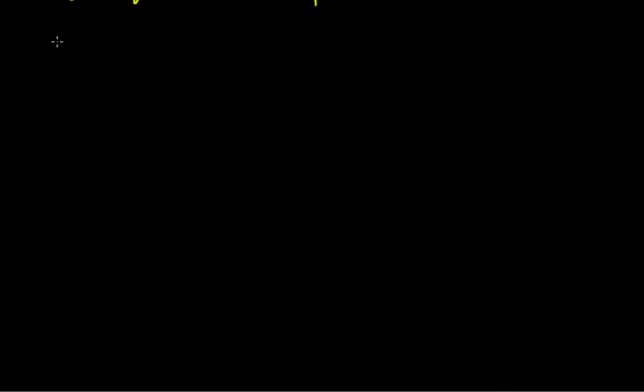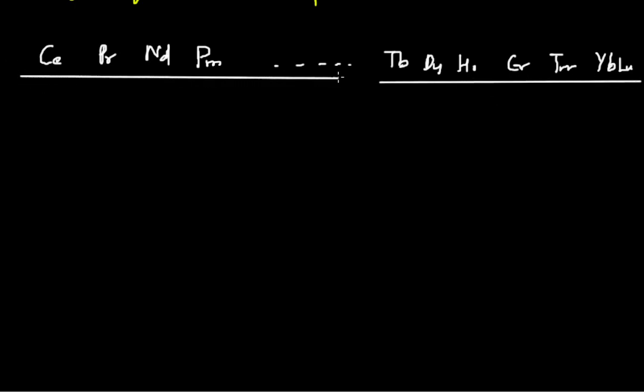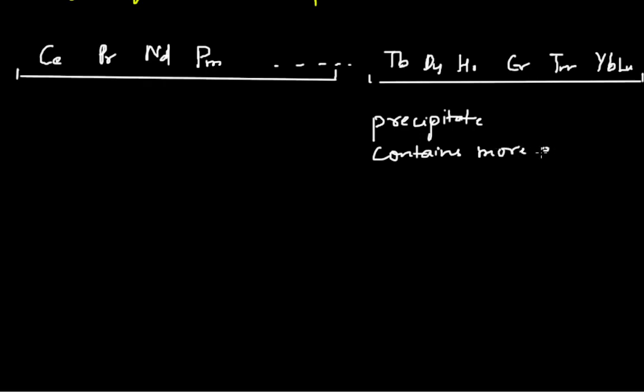Fine. So now if you take the series from left to right, the entire range of the series, starting from cerium and so on, then what happens is the right end of the series is precipitated. The precipitate contains more elements of the right end of the series.